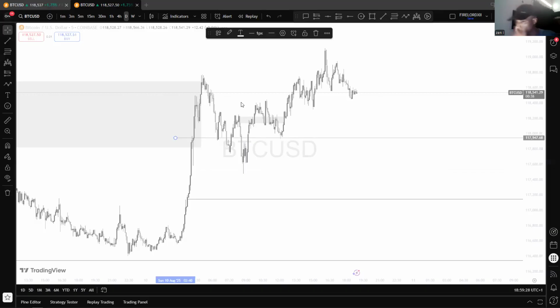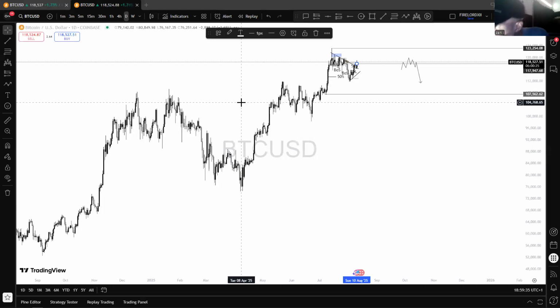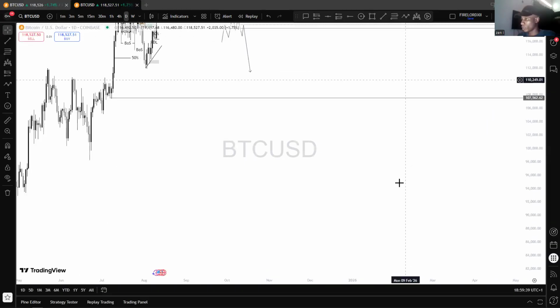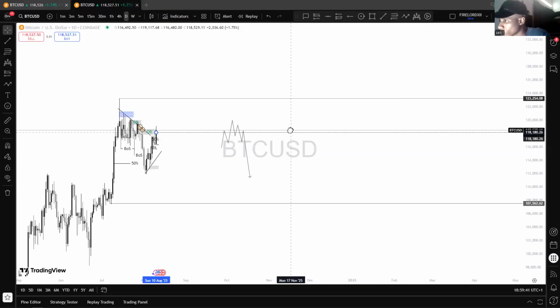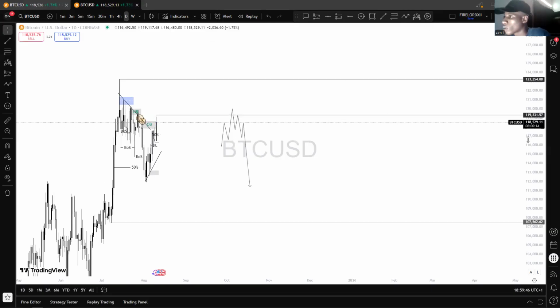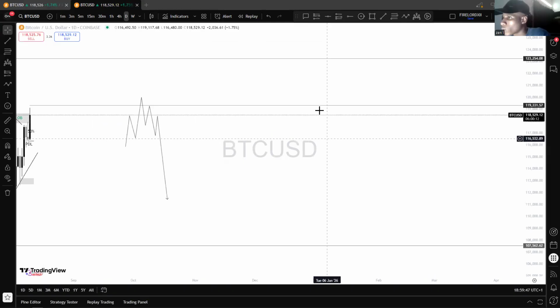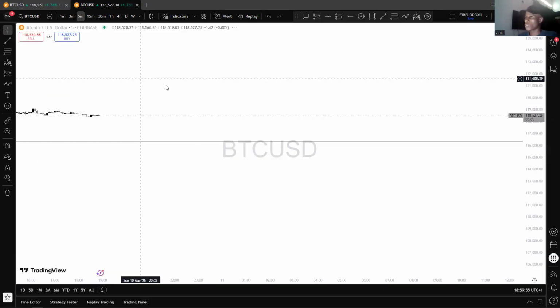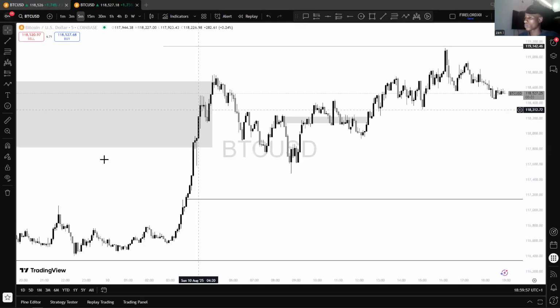And yes, after the sweep of range high, we got a sweep of that sweep. In fact, I even noticed it on the 4 hour time frame. We got a sweep of that sweep.